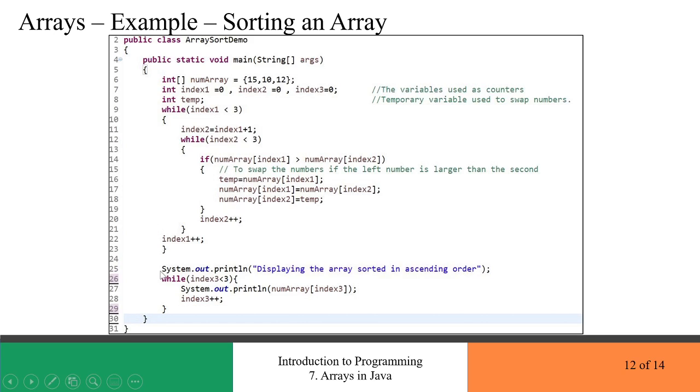This process repeats itself until each position has been compared to all of the positions to its right. At the end of this process, the array would have been sorted in ascending order. Finally, we are using a third variable called index 3 to run through the elements of the sorted array.